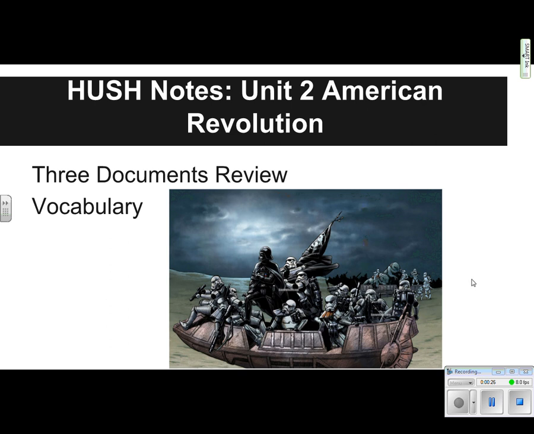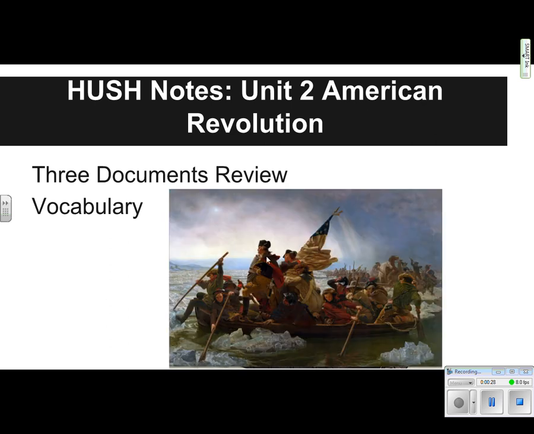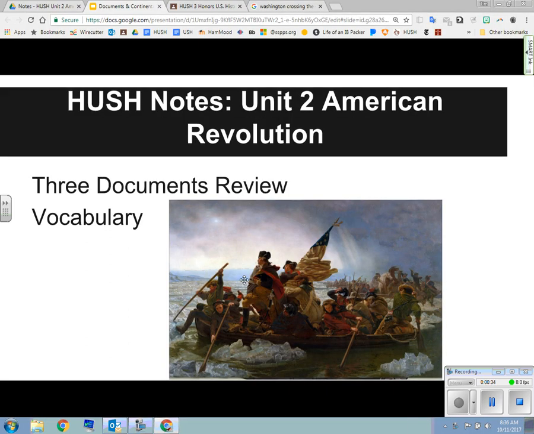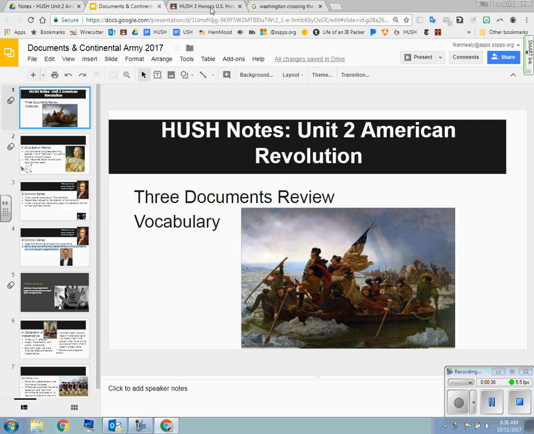So here we have a classic picture of George Washington crossing the Delaware River. We're going to talk about why this painting is not accurate in a little bit.